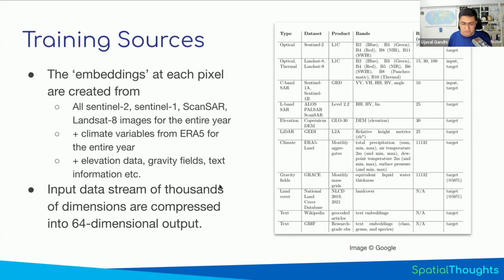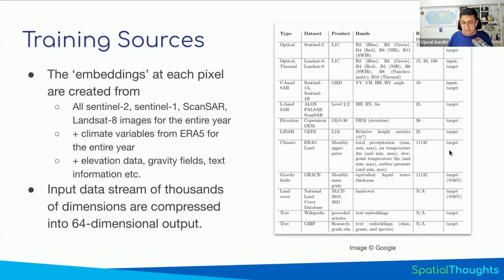So again, Google made a choice to do 64 dimensions, which is kind of a sweet spot between too few and too many. It gives you the right balance to say, I'll just treat this as my input instead of any of my other input data sources, and I'll still get the representation of the pixel from all the different input data sets.